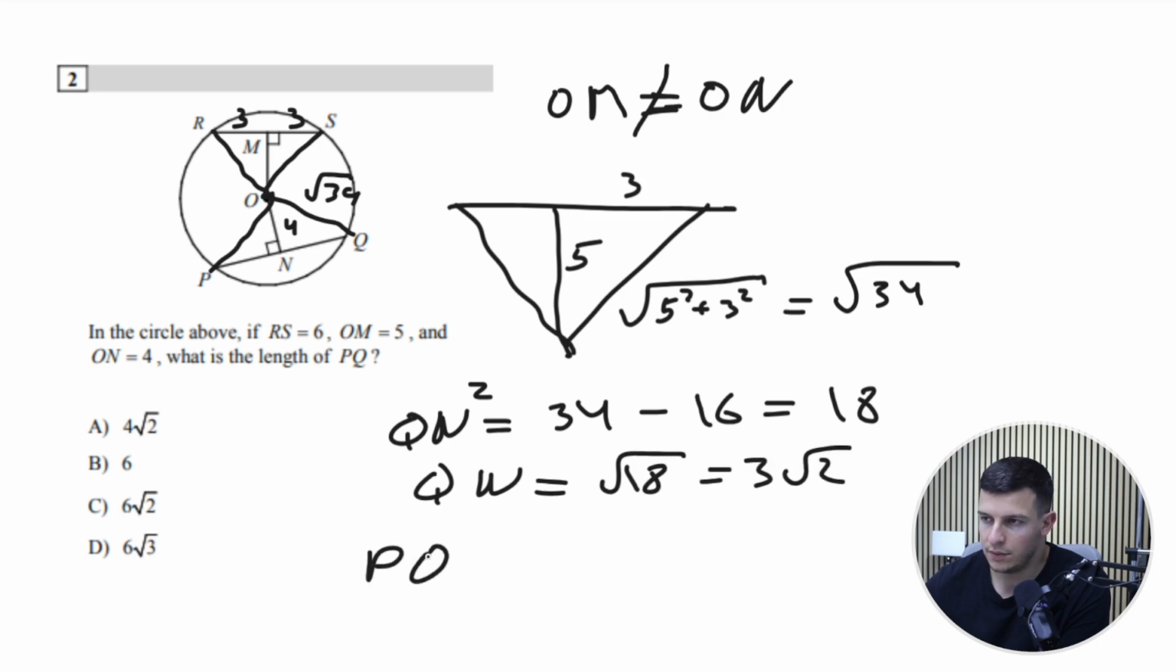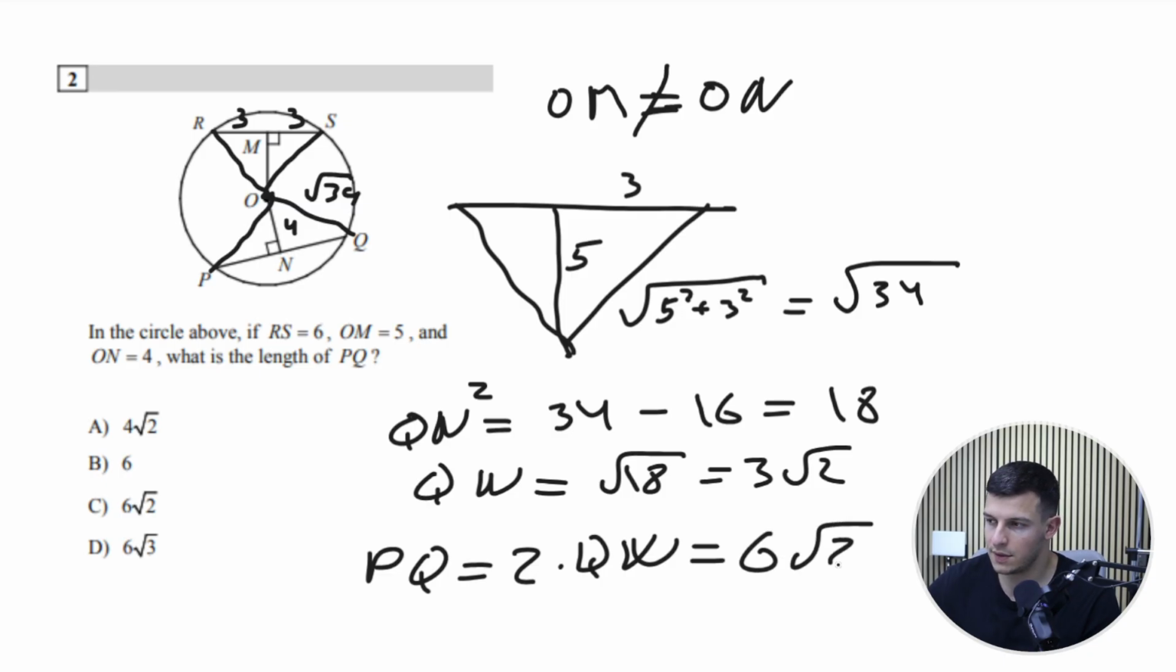So PQ is going to be 2 times QN, because PN is equal to NQ, because of the bisection rule that we talked about. So 2 times 3 square root of 2, that's going to be 6 square root of 2. So the answer is going to be C.